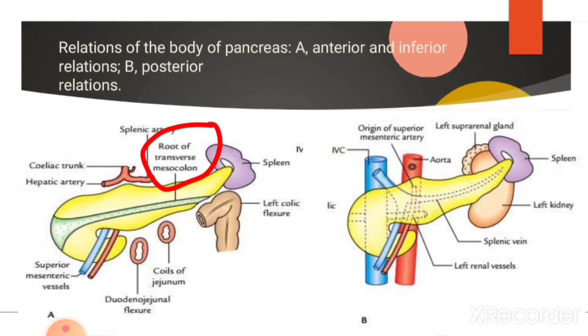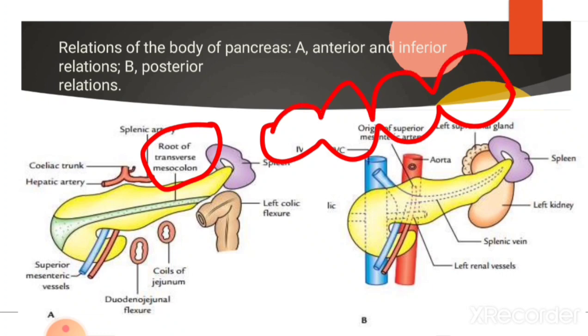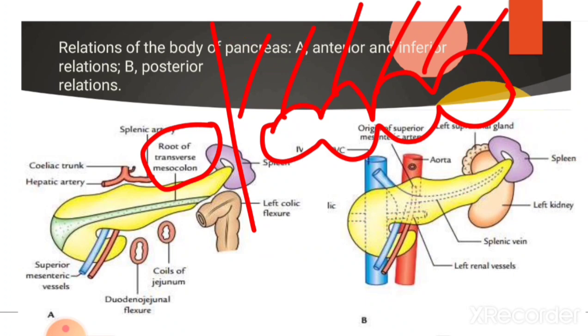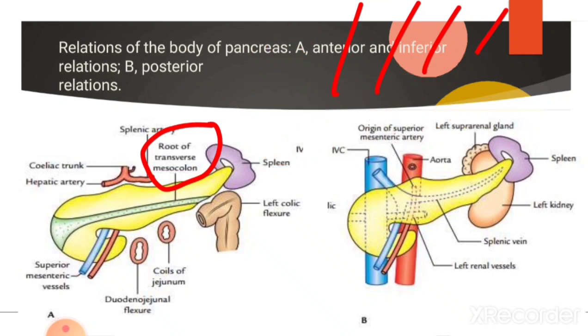Suppose I am drawing the transverse mesocolon. This is the transverse mesocolon. It is a large intestine, and this is the posterior abdominal wall. So transverse mesocolon is what? It is a fold of peritoneum which is connecting the transverse colon with the posterior abdominal wall. This relation is on the body of the pancreas. So we have discussed it now.